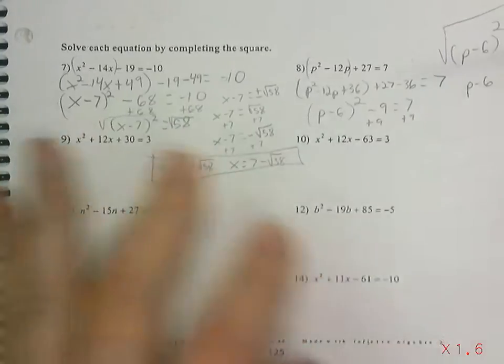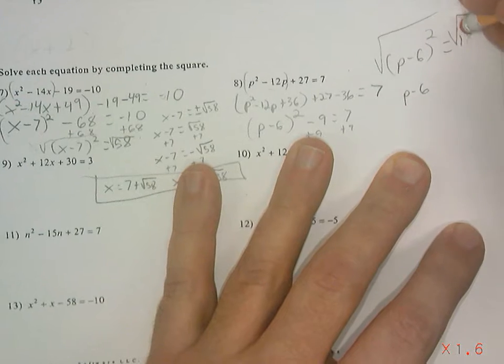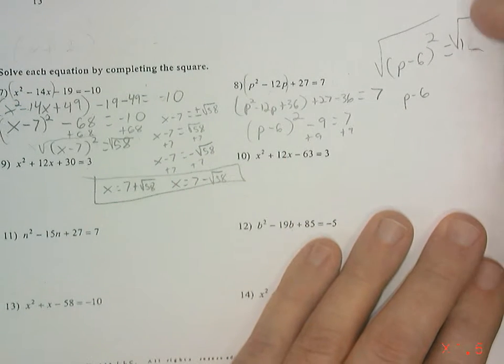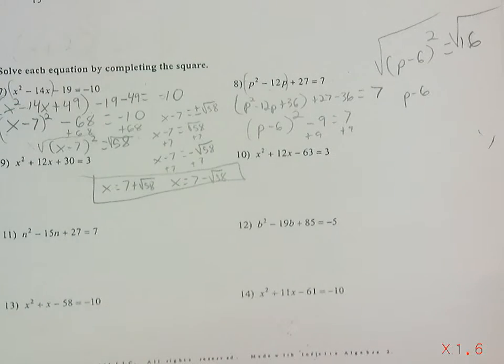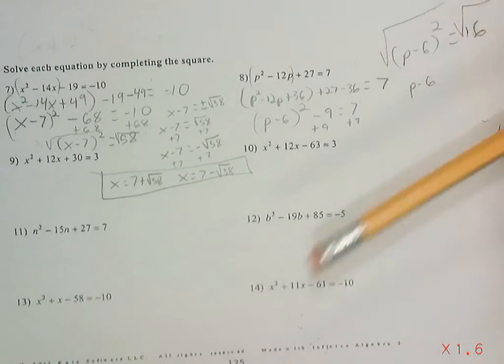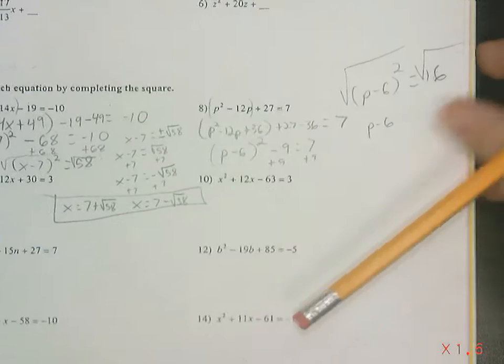Hold on. I did do something wrong. Derp. Okay. 9 plus 7 is not 18. It is 16. No judging over there.